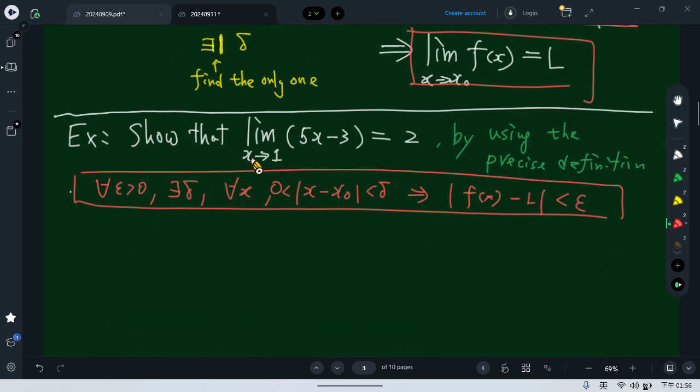Then based on this case, we can see, okay, students, can you tell me what is x0 here for this case? For this case, what is x0? 1, right? 1. Great. What is f(x)?